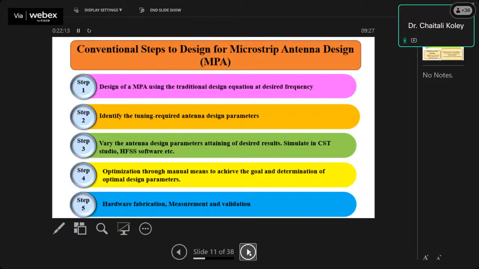Then you simulate the designed antenna in CST or HFSS software to see whether the formulated design parameters are attained or not. Then we can do the optimization manually. To get the optimal design parameters, we then do the hardware fabrication, then measurement and validation, to check whether the fabricated result is similar to the software result or not. So this is the basic, conventional technique for designing any microstrip patch antenna.